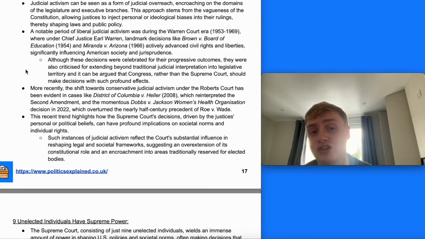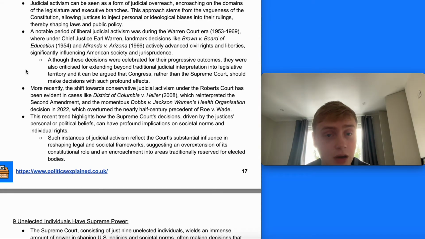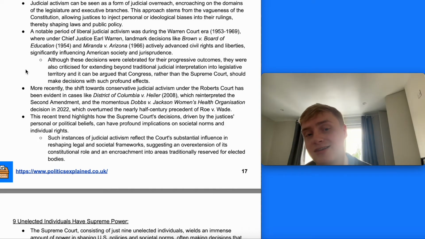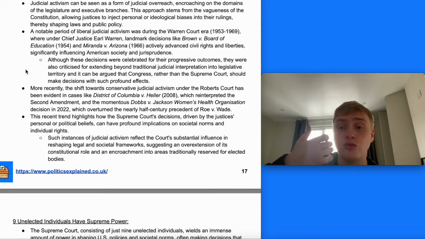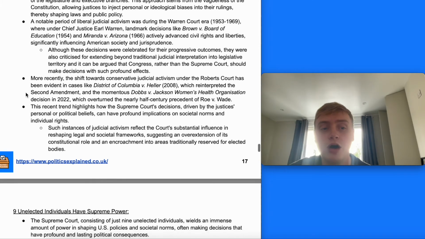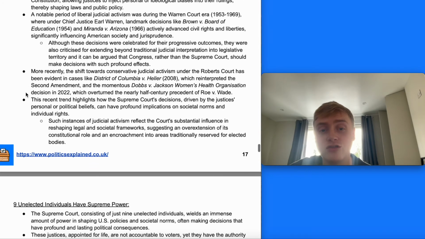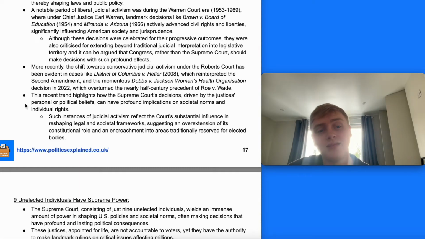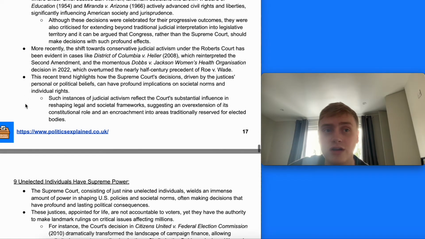More recently, the shift towards conservative judicial activism can be seen in a number of cases, such as District of Columbia, which reinterpreted the Second Amendment, and Dobbs v. Jackson Women's Health Organization, which overturned the half-century precedent of Roe v. Wade and removed the constitutional right to an abortion. This highlights how Supreme Court decisions, driven by the justices' personal or political beliefs, can have profound implications on societal norms and individual rights. Such instances of judicial activism reflect the court's substantial influence in reshaping legal and societal frameworks, suggesting an overextension of its constitutional role and encroachment into the areas that should be controlled by elected bodies, by Congress and the presidency.